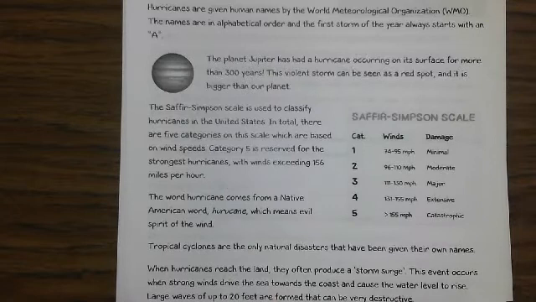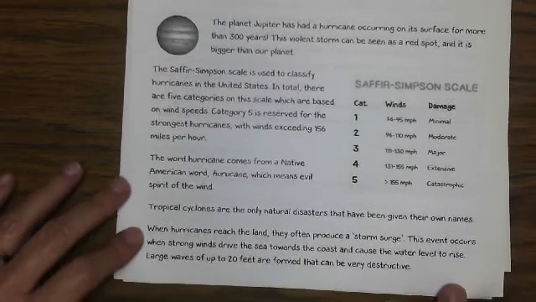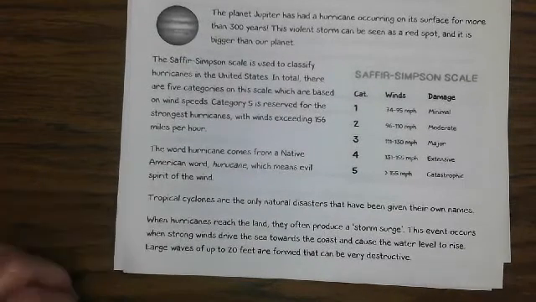Okay. The Saffir-Simpson scale is used to classify hurricanes in the United States. In total, there are 5 categories on this scale which are based on wind speeds. Category 5 is reserved for the strongest hurricanes, with winds exceeding 156 miles per hour. Now let me check, because I know that they had changed those, and I want to see if this is up to date. And it does look like these are the up-to-date wind speeds. Okay, so let's keep going.